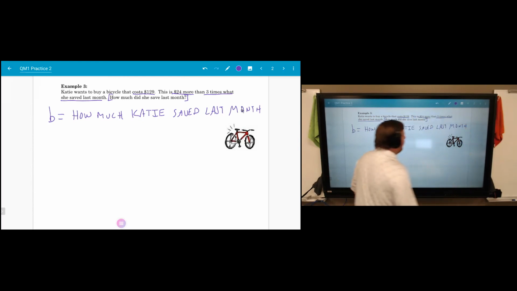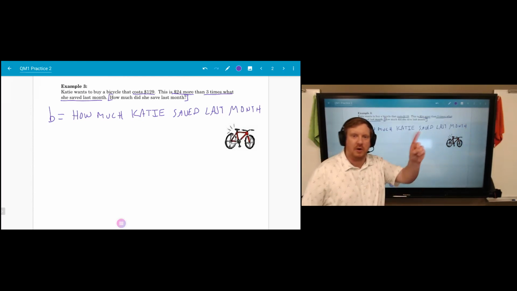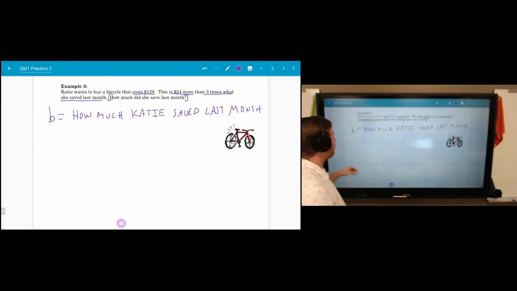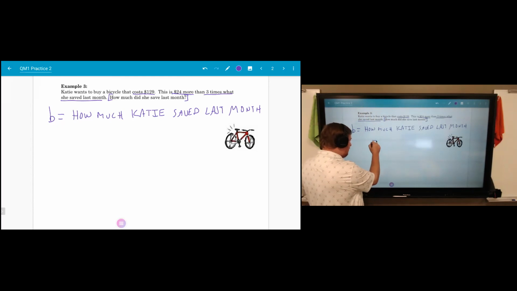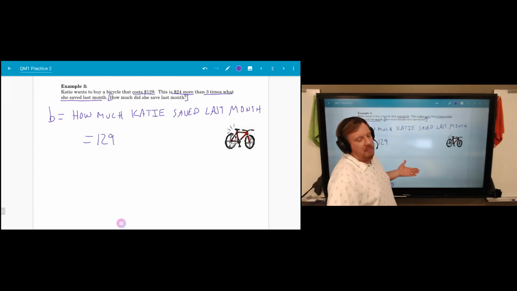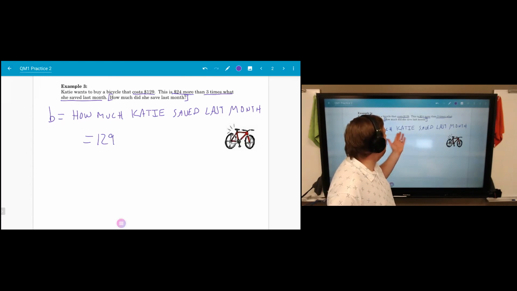What are we going to do with that information? So we've done the first 2 steps, right? We underlined important information, and then we defined our variable. Now we need to write our equation. Our equation means an equal sign. She's trying to get to $129 because that's what the bike costs. This is the important part, another important part. It's all important, right? This is $24 more than 3 times what she saved last month.